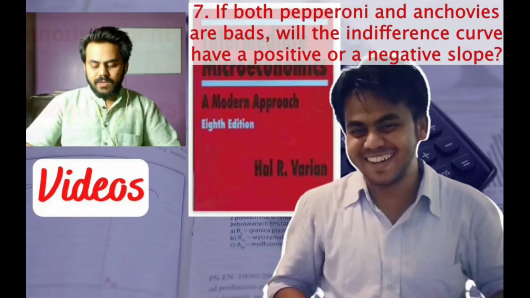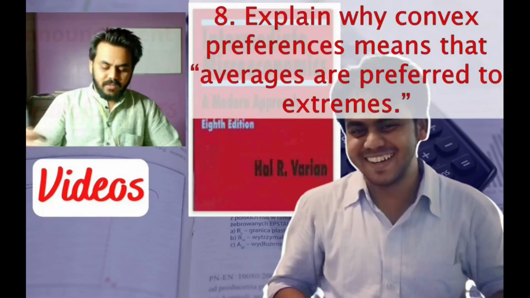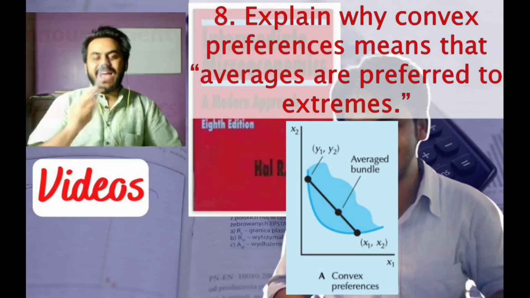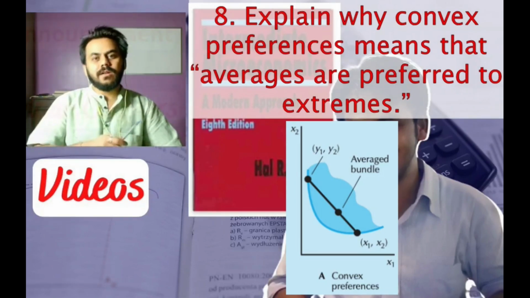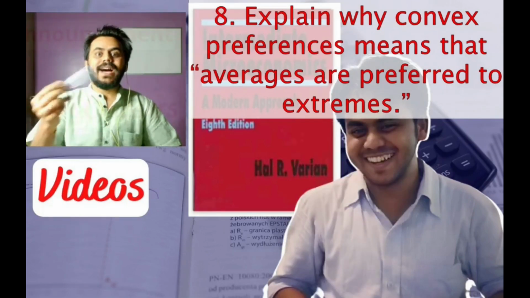Next question is, if both pepperoni and anchovies are bads, will the indifference curve have a positive or a negative slope? It will have a negative slope. Next question is, why do convex preferences mean that averages are preferred to extremes? Simple, because if you have a convex preference, it means that the weighted average of any two extreme points on the indifference curve will be higher than the indifference curve. So that will lie on a higher indifference curve.